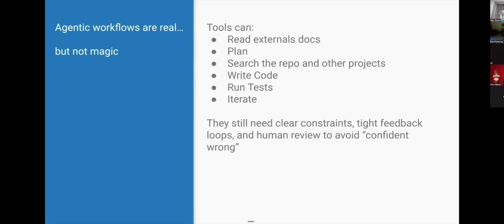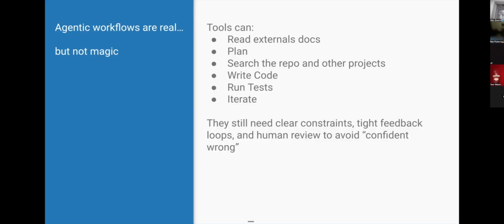Agentic workflows are real. The best tools now can read external documents. We can throw it at websites, open API specifications, MCP servers. It can plan, and forcing it to plan is super important because that's how we get the right kind of results out of it. It can search the repo and other projects. I'm going to go through a taxonomy of tools in a second, but in many of them, the AI is very agentic in the workflow.